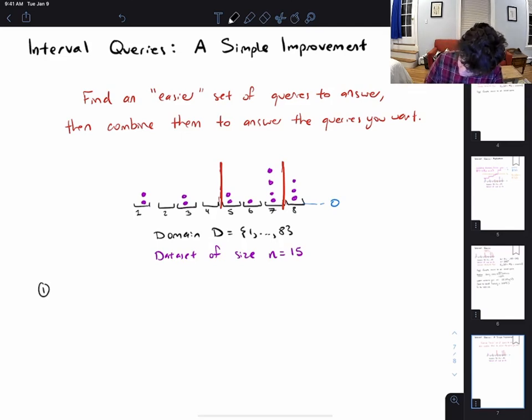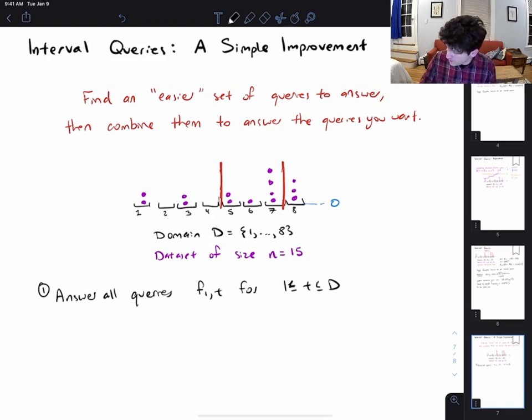So step 1, answer all queries f_{1,t} for t between 1 and d. These are just the queries where the interval is from 1 to t. We're not going to allow you to specify s. We're just going to let you specify t, and you get everything below t. So this is just the cumulative distribution function and nothing else. And this is now just a set of d queries.